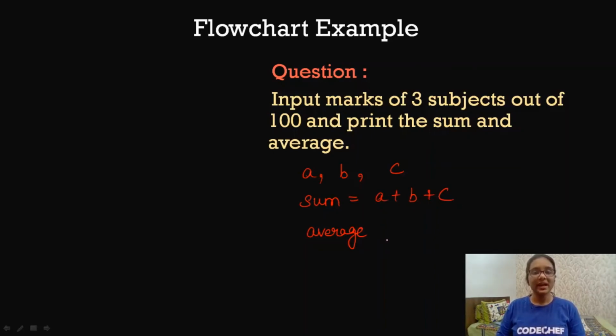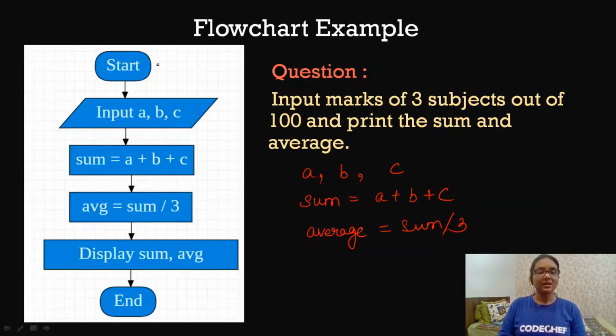Now what will be the average? The average will be the sum of the 3 subjects divided by 3. This will be the average. Now let us represent this in the form of a flowchart.